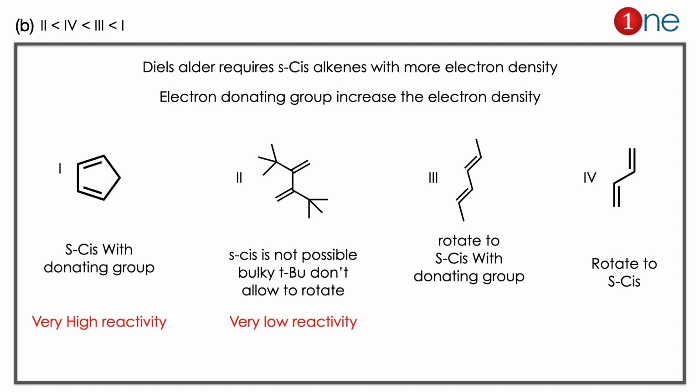If you look at the third one, it will convert and rotate. So with the electron donating group it will be better than any other. If you look at the 4, it's a normal one. If you look at the order, first one will be higher, then comes third, then the fourth, and finally the least one, which is the sterically hindered alkene. So the answer is clearly B there.